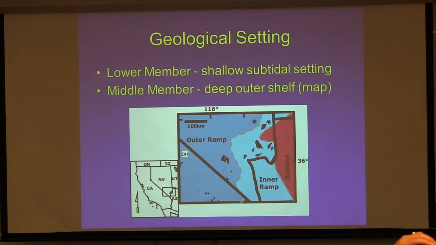The geologic setting at this time, the lower member was in a shallow subtidal setting. The middle member, which is represented in the map here, you can see Darwin Hills, is a deeper environment in the outer shelf.